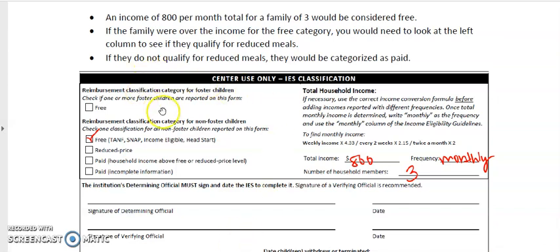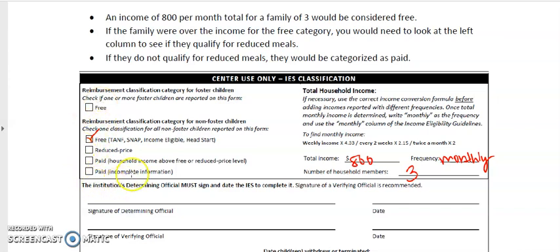So again, this is only completed for select centers that are doing this process of making eligibility determination. So this would be selected if they are a foster child. They would automatically be free. And that's if they don't have another child in the household. Because remember, if they have another child in the household, they have to report income. Only the child that is a foster child is considered free.